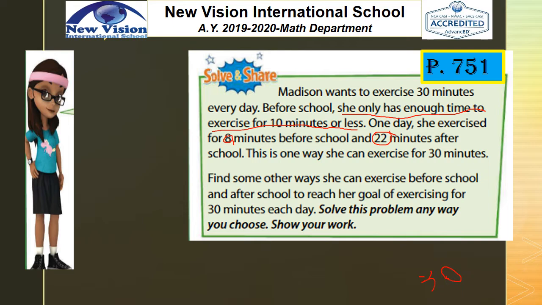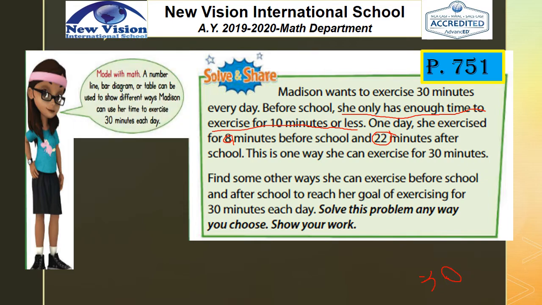Show your work. Okay. So we have here for this problem, a number line, bar diagram, or table can be used to show different ways Madison can use her time to exercise 30 minutes each day. Before we're going to solve the problem, we are going to ask the question, what are you asked to do? Okay, so you are going to find other ways for Madison to exercise for a total number of 30 minutes. So you can see that one here.